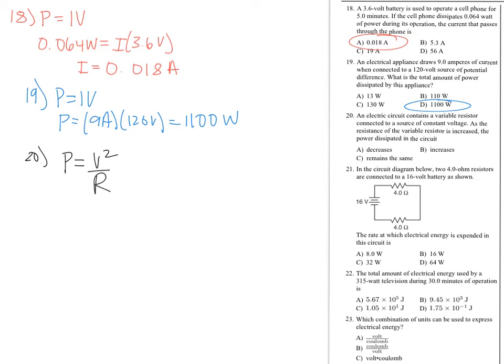So if the resistance is increased, and we're looking at power, if we actually increase our resistance, then our power should go down as a result. If you think about it, more resistance, less power drawn, less current, and such. So A, decreases.